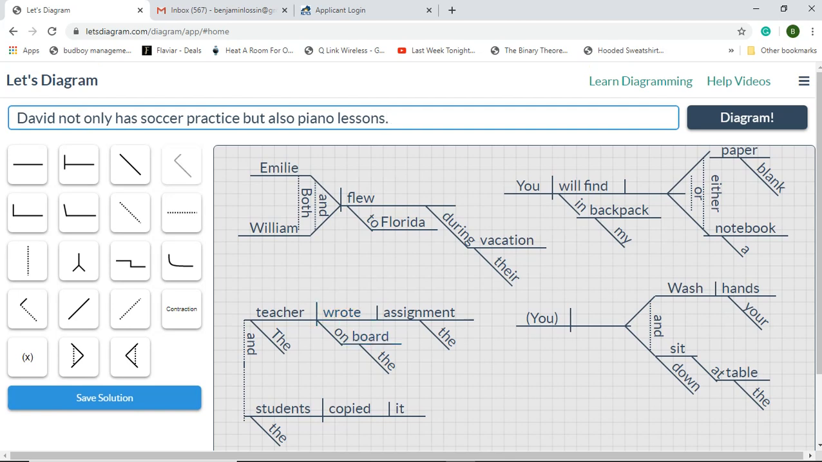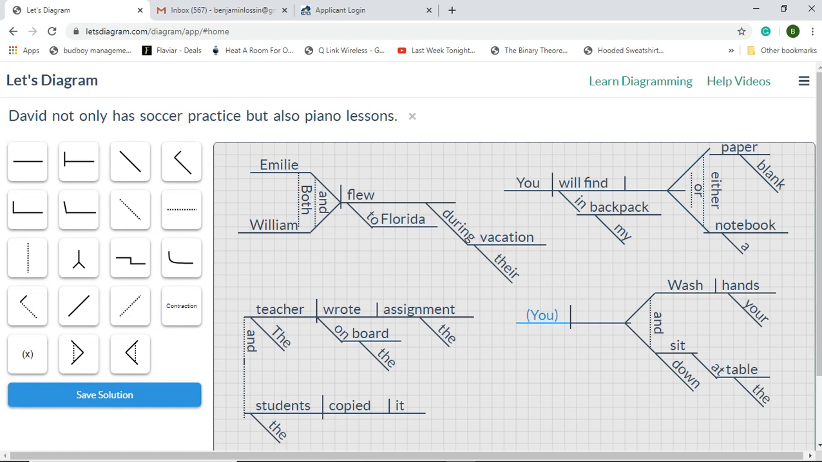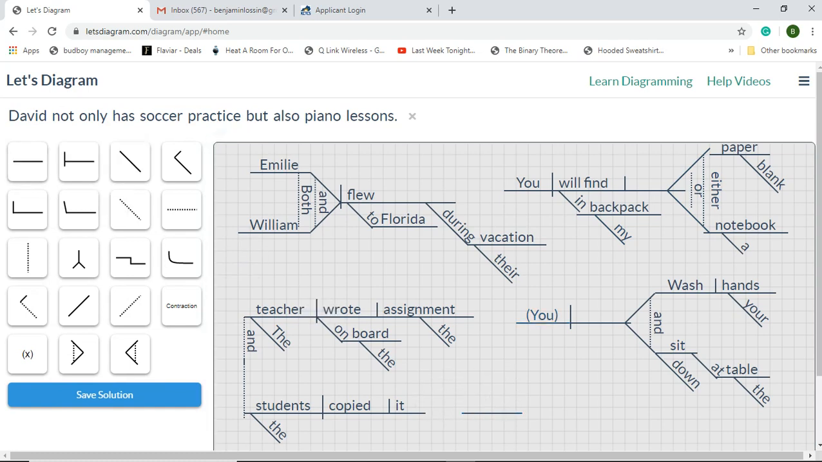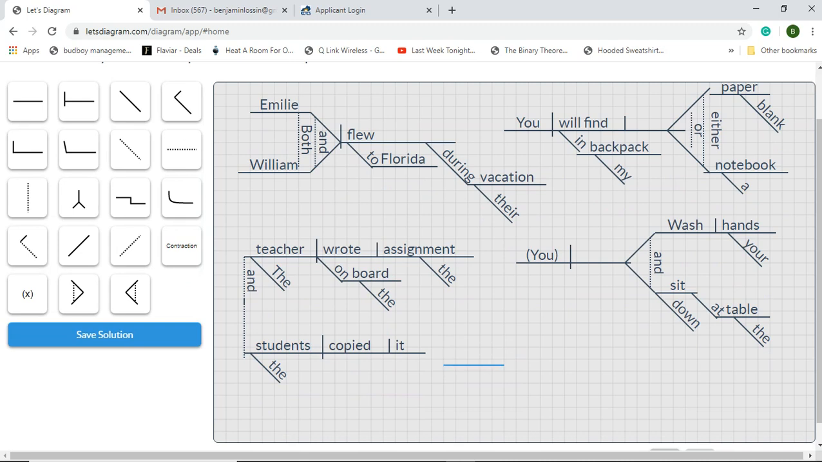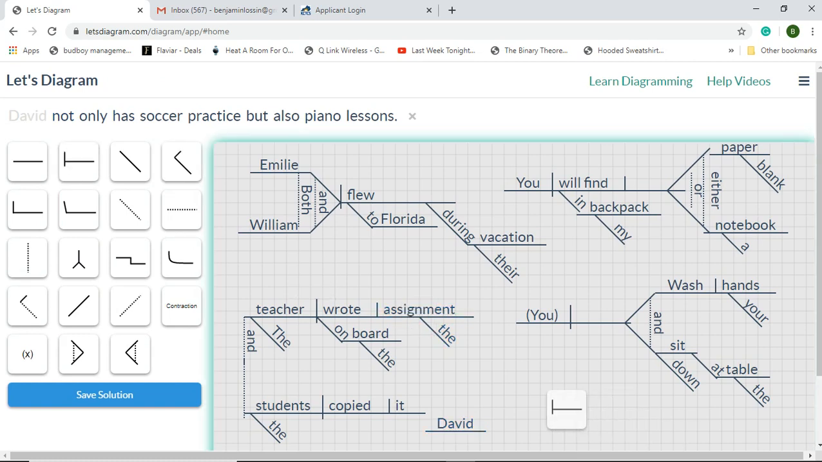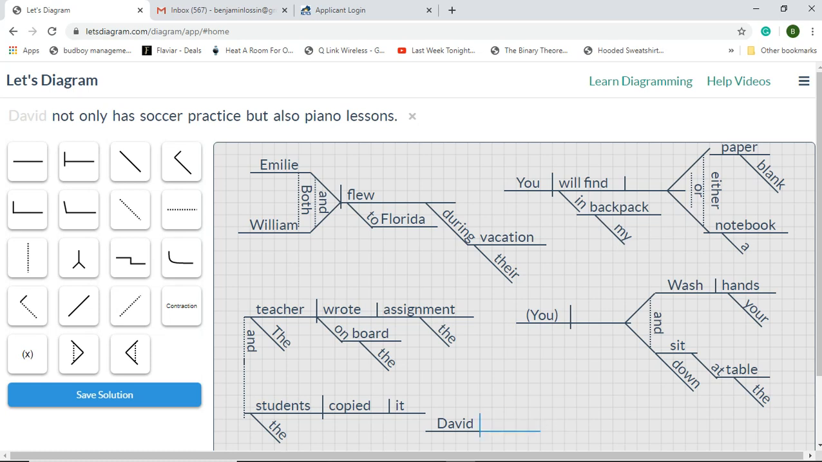David not only has soccer practice, but also piano lessons. Diagram. So our subject of the sentence, I think I can do this right here. Our subject of the sentence is going to be David, right? David is the subject. What is our verb? Our verb is has.